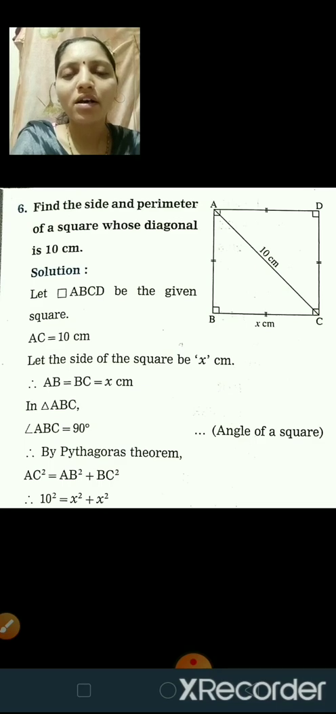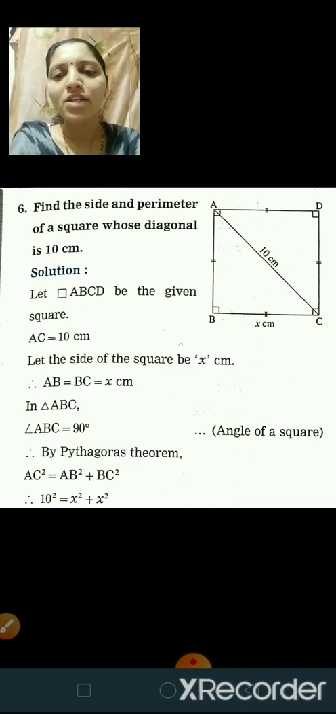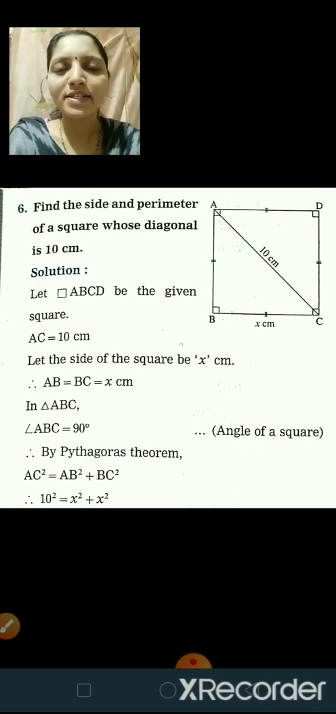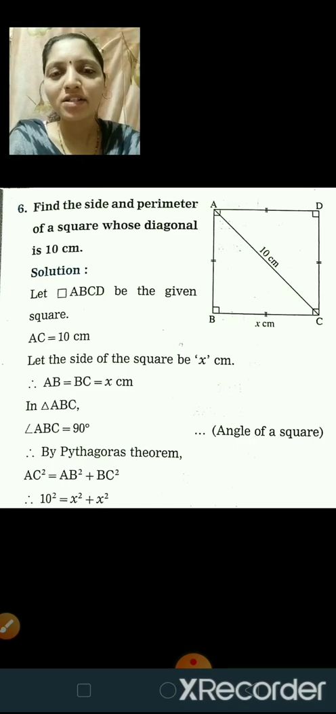So here, due to the diagonal, the square is divided into two triangles. So let's consider one triangle, triangle ABC. In triangle ABC, angle ABC is equal to 90 degrees. Why is angle ABC 90 degrees? Because it is the angle of a square and all angles of the square are of 90 degrees. Therefore, we can use here the Pythagoras theorem, which states that hypotenuse square, that is AC square, will be equal to AB square plus BC square.